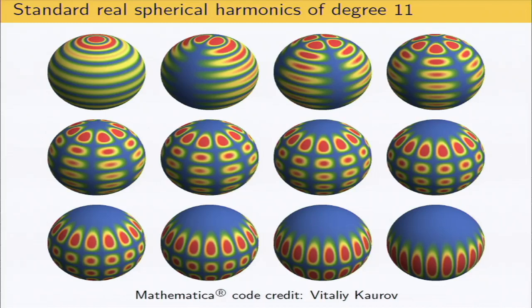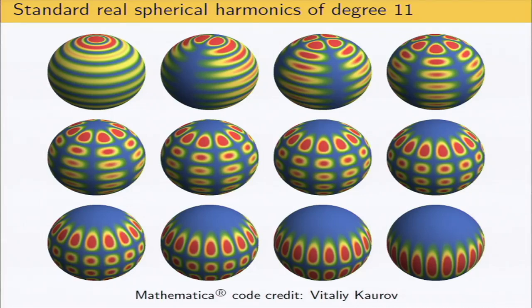Okay, so after this introduction, here are some pictures of density plots of Laplace eigenfunctions on the sphere. Now, Laplace eigenfunctions on the sphere are really restrictions of harmonic polynomials of various degrees. Here you see 12 eigenfunctions coming from degree 11 spherical harmonics. So they all have the same Laplace eigenvalue, 11 times 12, that is to say 132.